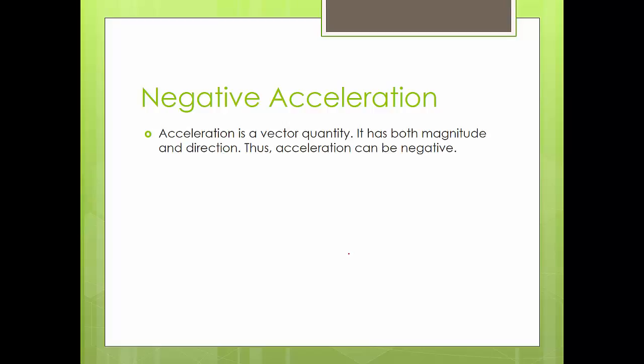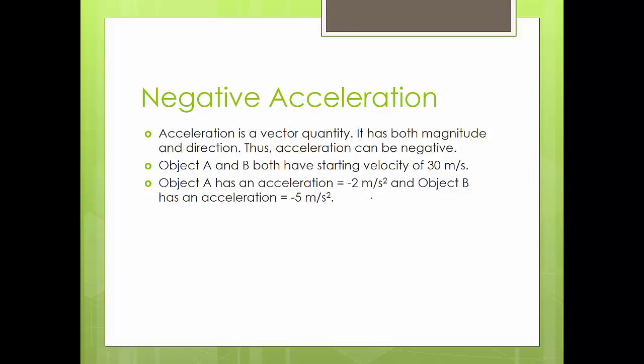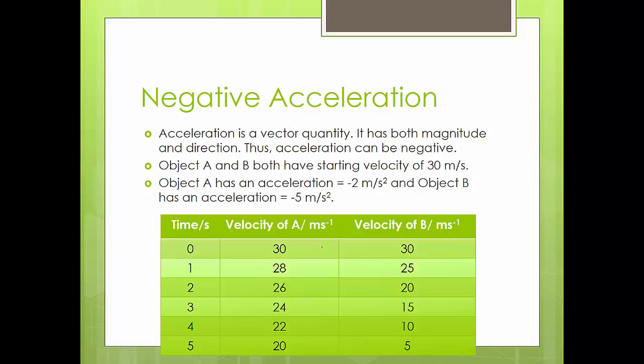So as mentioned before, acceleration is a vector quantity, so it has both magnitude and direction. As we have seen before, acceleration can be negative. So for example, if A and B have a starting velocity of 30 meters per second, A has acceleration -2, B has acceleration -5. What does it mean? The table will show. It's actually quite simple. It's a change in velocity. Originally they start from 30. Since this is -2, it goes 28, 26, and so on. In this case it is -5, -5, -5, and so on.